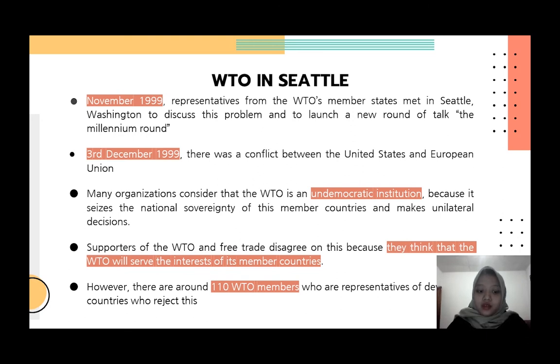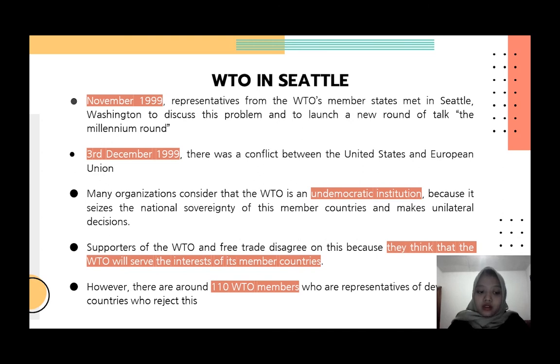Then the United States wanted to write basic labor rights into the law of the world trading system. The United States wanted the World Trade Organization to allow governments to impose tariffs on goods imported from countries that didn't abide by what the United States saw as fair labor practice. Because of this, many organizations consider that the World Trade Organization is an undemocratic institution because it seizes the national sovereignty of its member countries and makes unilateral decisions.